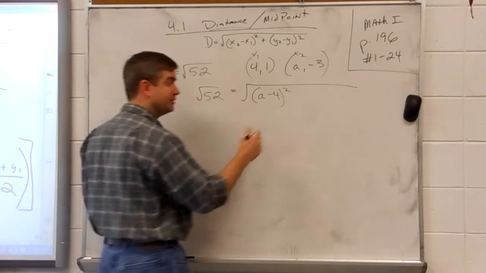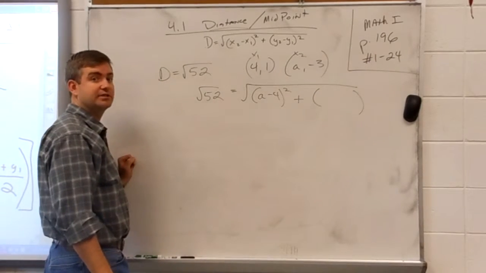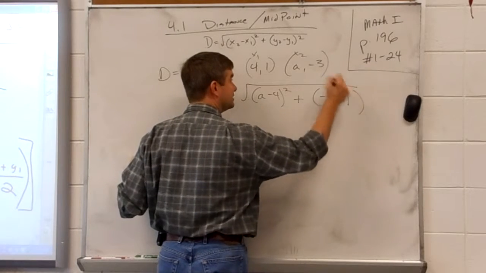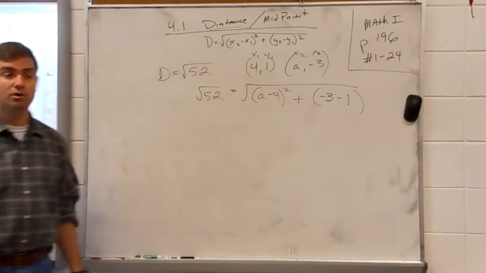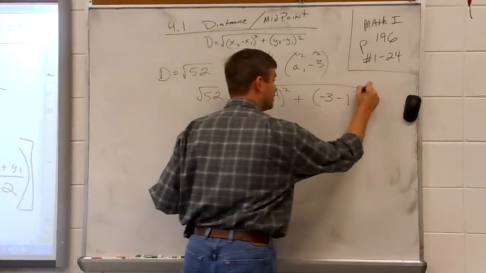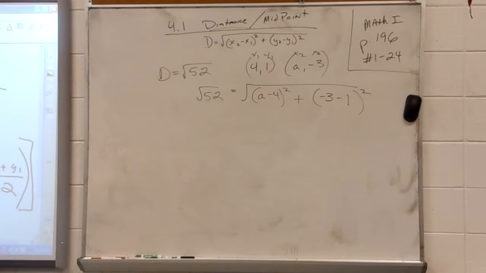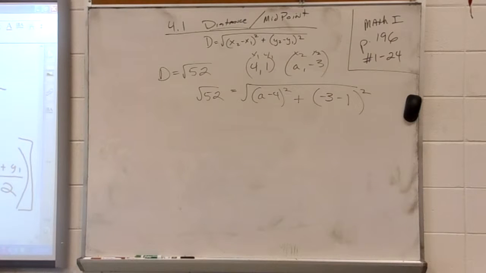What goes in between the parentheses? Plus, right? And then what goes in the second set of parentheses? Negative 3 minus what? 1. Positive 1. y2 and y1. You're exactly right. Squared. So all I did, the very first step, was to take what I know and plug it in. No different than the other 4 problems that most of you got all right.